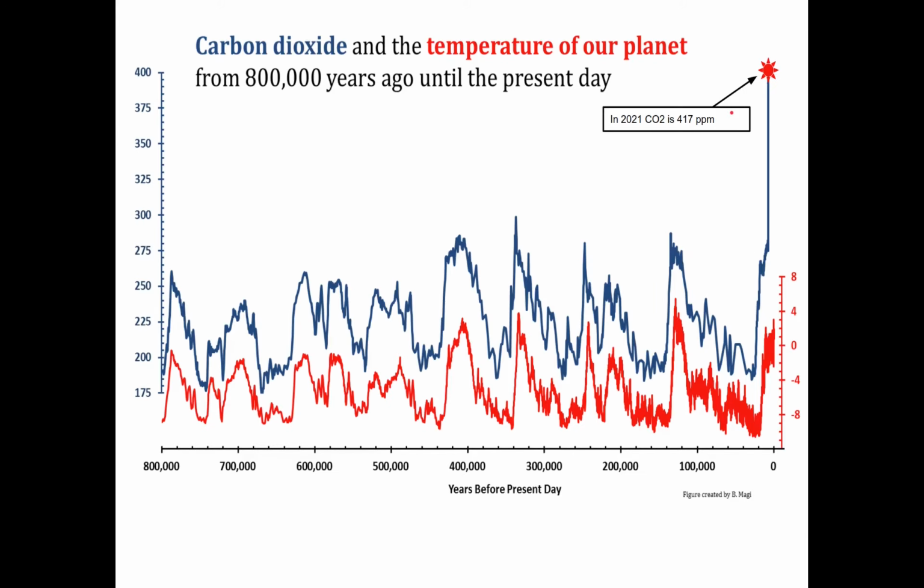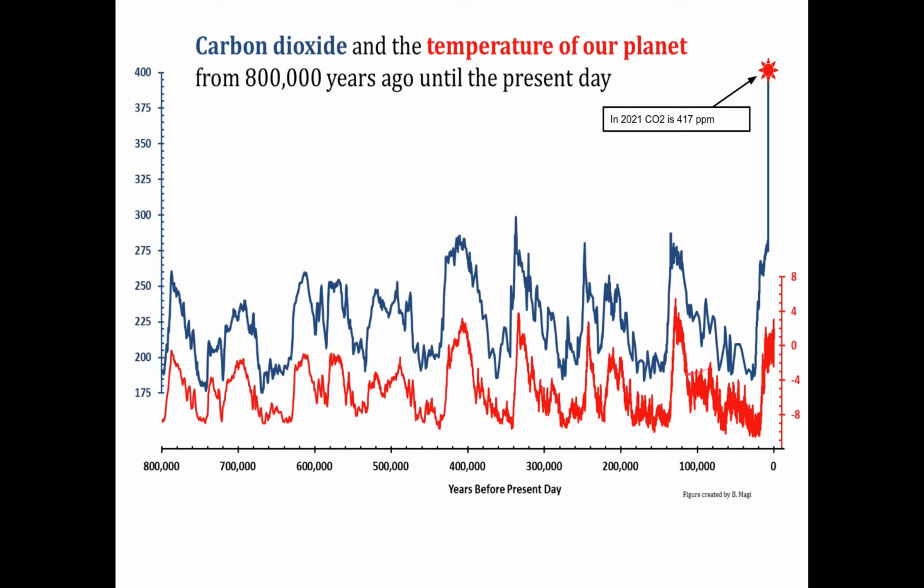So let's look at the last 800,000 years. Blue is carbon dioxide, red is temperature. You can see there's this 100,000-year trend: 10,000 years of warm, 90,000 years of cold, 10,000 warm, 90 cold, 10,000 warm, 90 cold, and warmer and warmer and warmer.